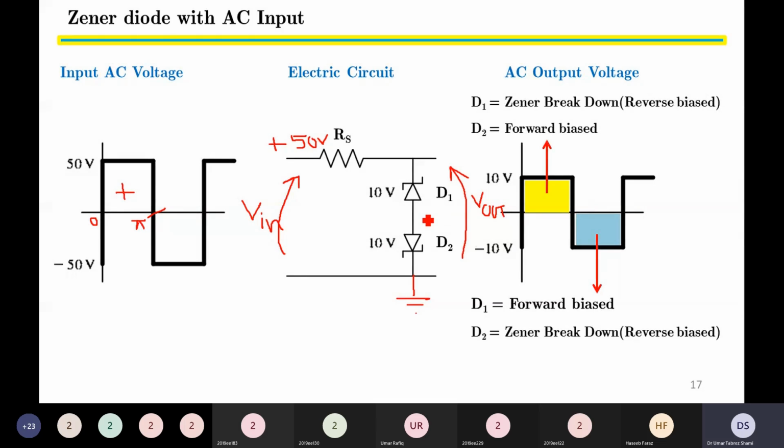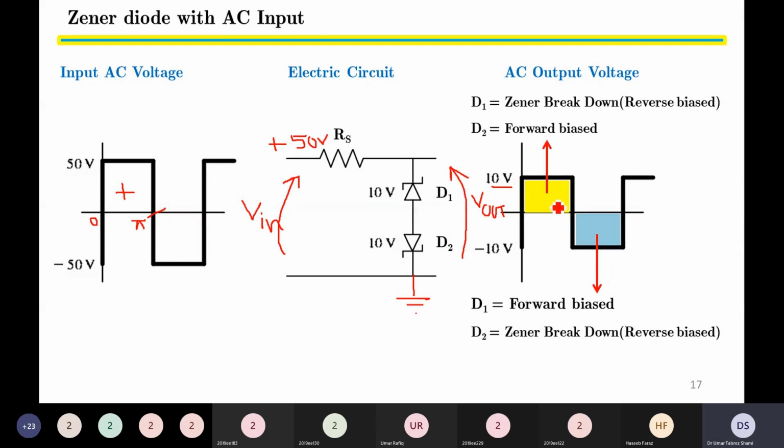So during the positive half, that is from 0 to pi, we give positive 50 volt at the input. Zener diode D1 becomes reverse biased and Zener diode D2 becomes forward biased. Now, what is the output voltage from 0 to pi? The output voltage from 0 to pi is positive 10 volts. So this first yellow region we get during the positive half. The output voltage is only 10 volts.